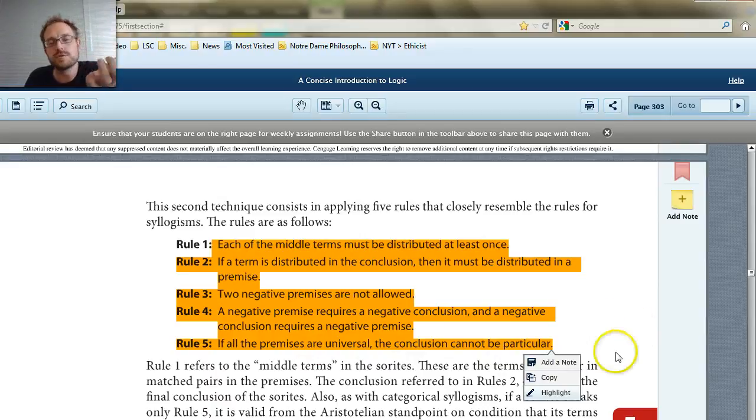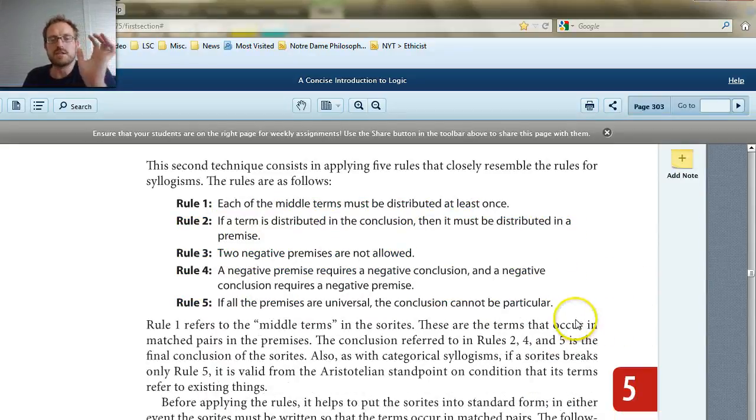It needs to be universal. Okay, so basically the rules are very similar. The rules are actually more helpful because the rules allow you, once you put it into standard form, to really quickly assess whether or not it's going to be valid. And you can just use those rules.